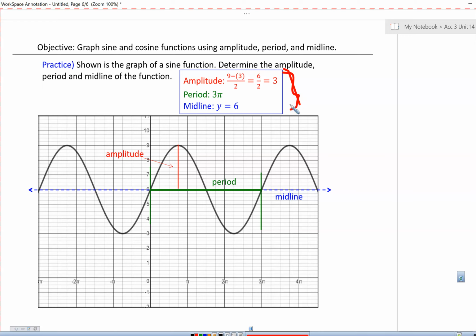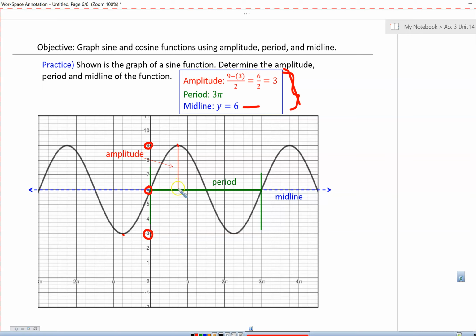So the midline here is y equals 6. We have a maximum y value of 9 and a minimum y value of 3. So you can do 9 minus 3 divided by 2, which is 6 divided by 2, which is 3. Or you can realize, okay, halfway between those two values, which would be 3 units up or 3 units down, would be the midline. And that goes through y equals 6. So that's our midline, y equals 6.